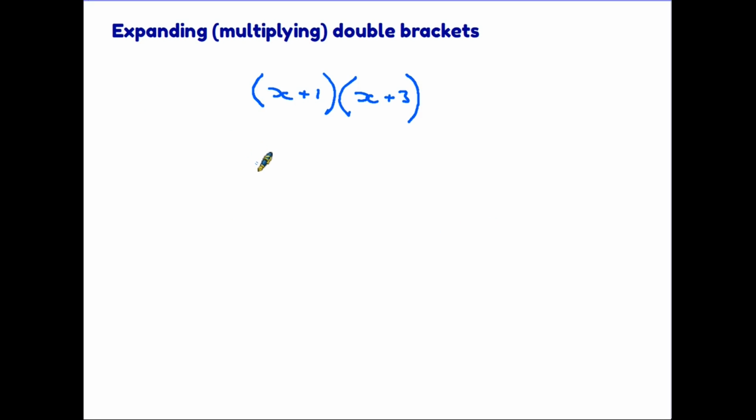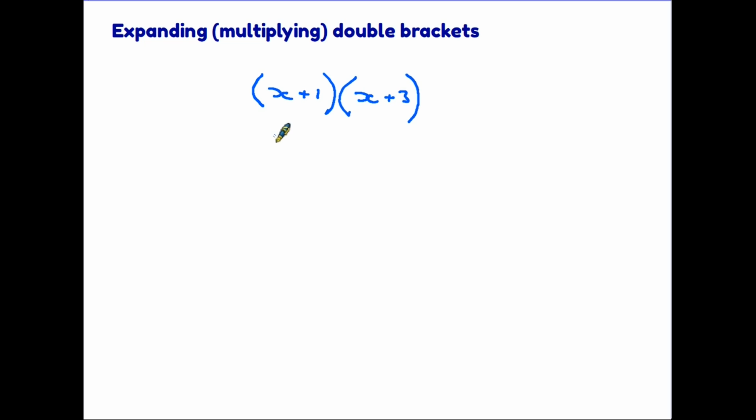So let's make a start. Here we have two brackets. They are placed side by side. There is no symbol in between them, and we know in algebra this means that we have to multiply them together. So what we are in fact being asked to do is multiply the left-hand bracket with the right-hand bracket.